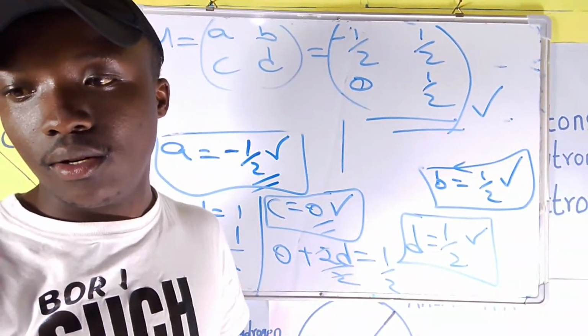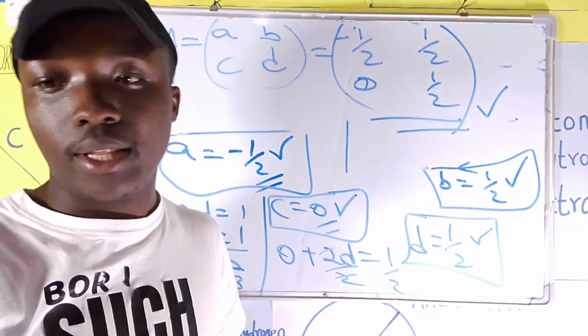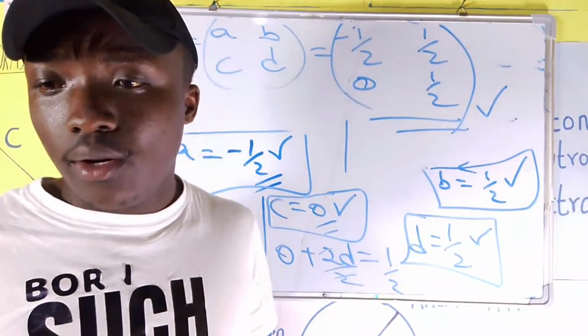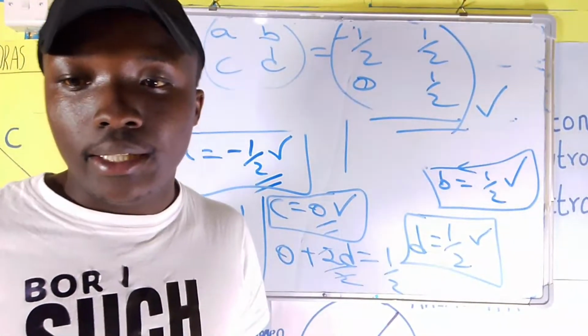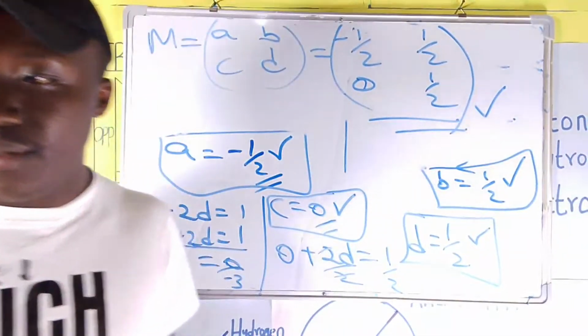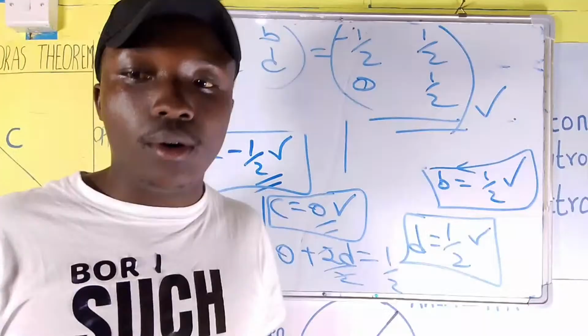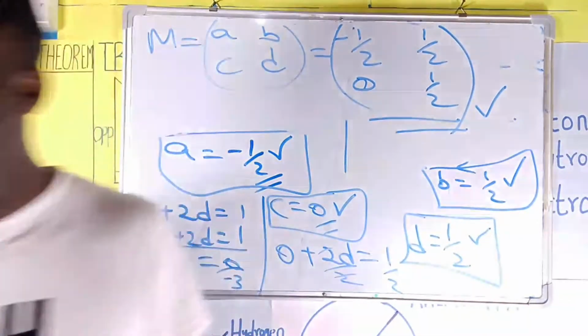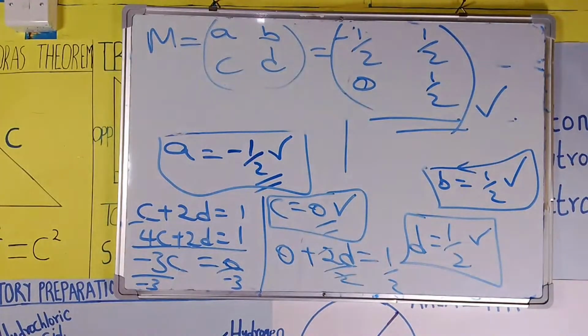Just write it on the comment section whether you have understood. I don't know whether I made any arithmetic error in terms of sign, positive and negative, but that is generally how we go about it. Have you understood? Tell me on the comment section whether you have understood.